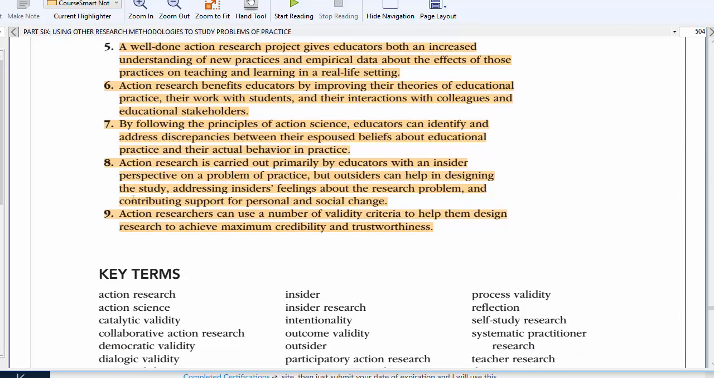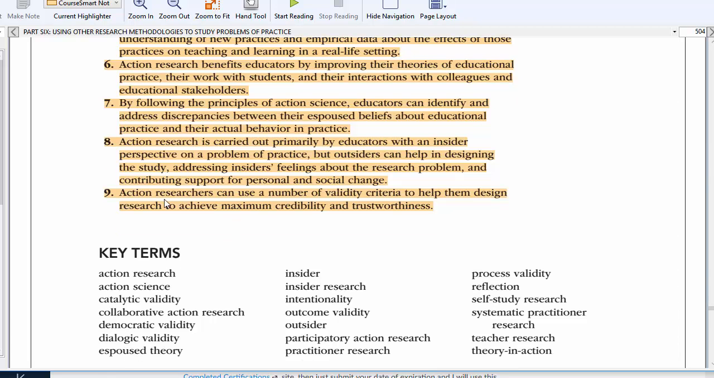Item 8, action research is carried out primarily by educators with an insider perspective on problems of practice. Yes, and that can lead to some bias, but outsiders can help in designing the study, addressing insiders' feelings about the research problem, and contributing and supporting personal and social change. And I think that this is a good reason to collaborate with outsiders, maybe at a university, maybe at a different institution, maybe in a different department, maybe somebody at your district office, because it'll add that other point of view where you might have that blind spot, that research blind spot, and also bias that you're bringing to what it is that you're trying to assess.